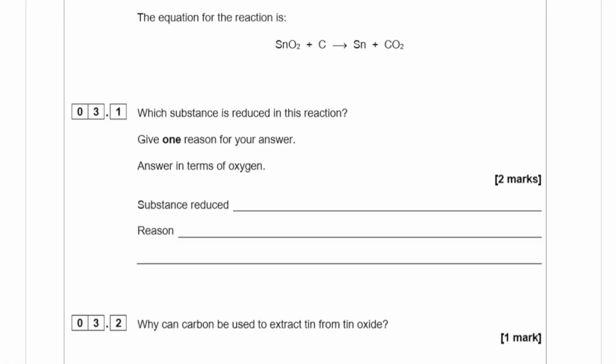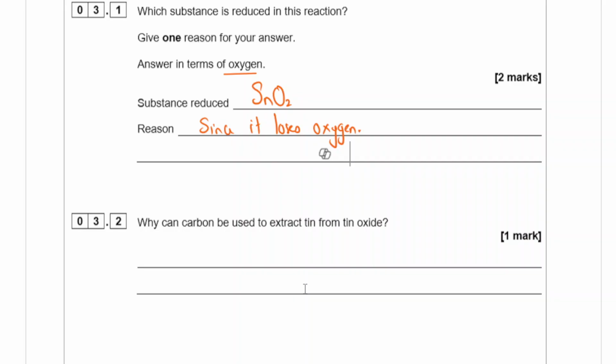Which substance is reduced in this reaction? For it to be reduced, you have to answer in terms of oxygen. So oxygen is lost from tin oxide. So the substance reduced is SnO2. You could write tin oxide. Reason: since it loses oxygen. Remember, for something to be reduced, it has to either gain electrons or lose oxygen.